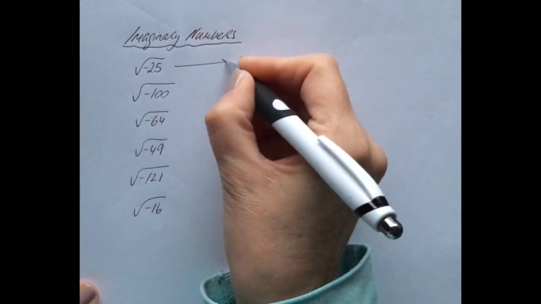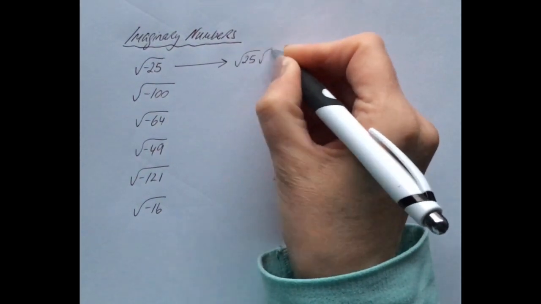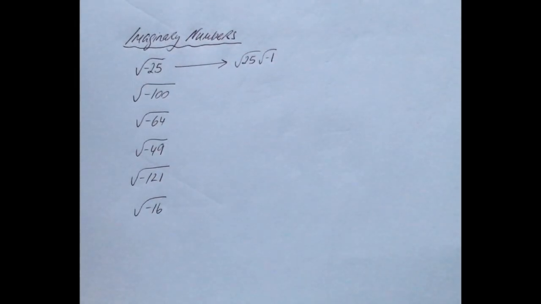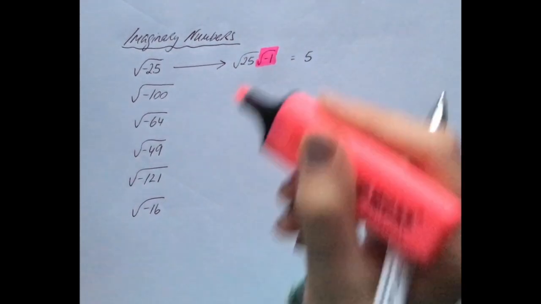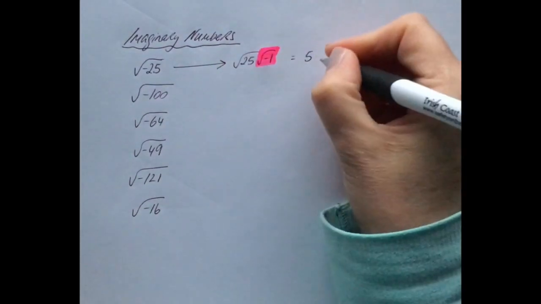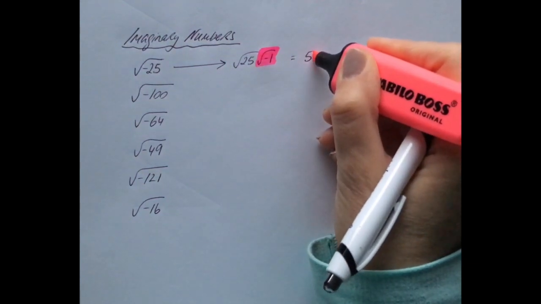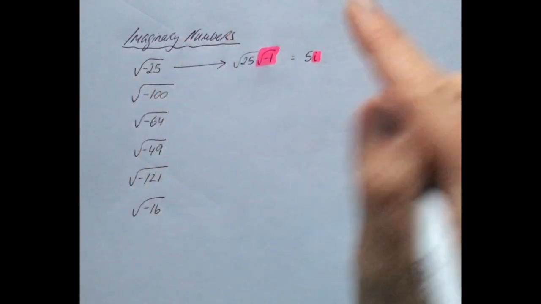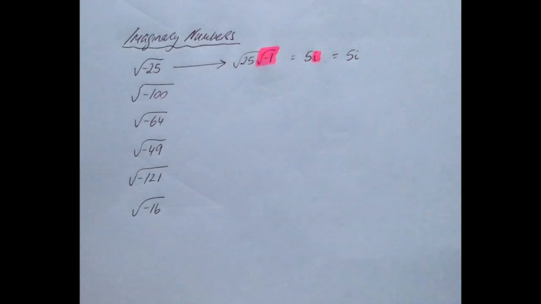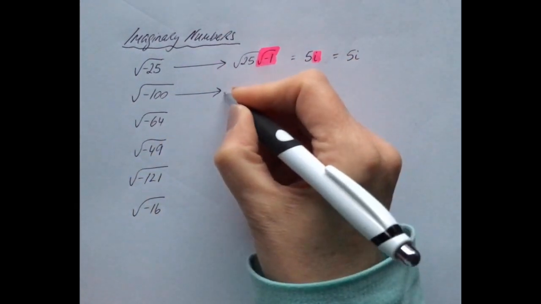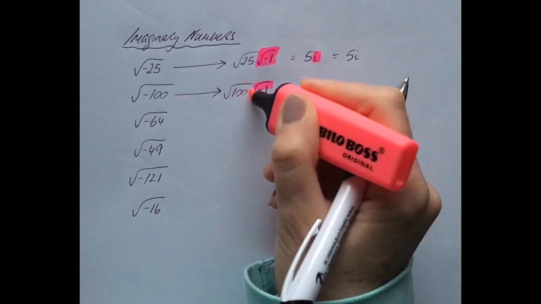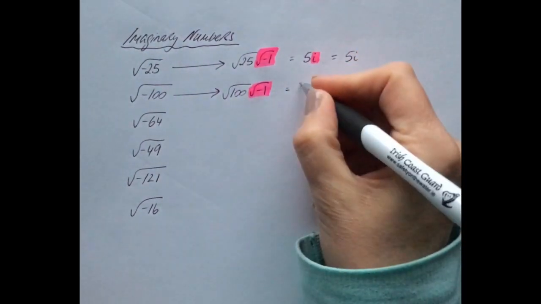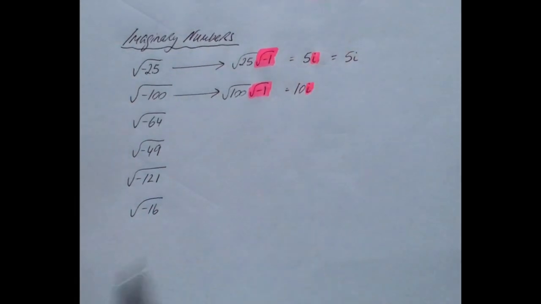So, the square root of -25 is the same as the square root of 25 times the square root of -1. And of course, the square root of 25 is 5, and the square root of -1 is what we always put as i. So the square root of -25 is equal to 5i. The square root of -100 is the same as the square root of 100 times the square root of -1. The square root of -1 is what we write down as i, and the square root of 100 is 10, so it is going to be 10i.